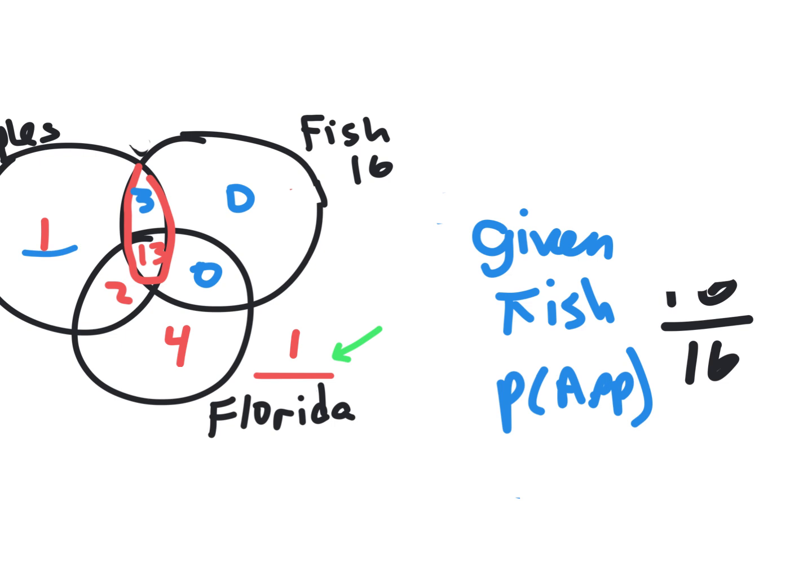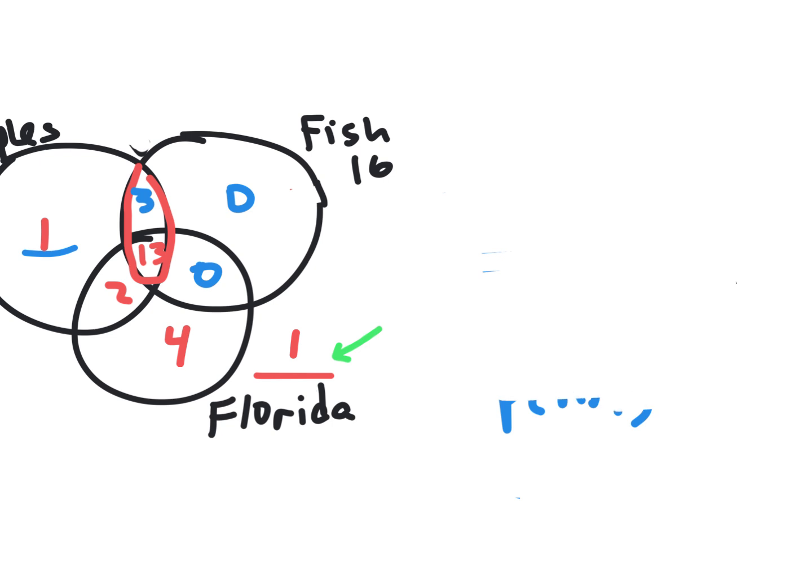Next. What's the probability if I grab a random person? Remember, random means it's out of everybody. If I grab a random person, what's the probability that they like apples? Remember, it's out of 24. Grab a random person, probability they like apples.